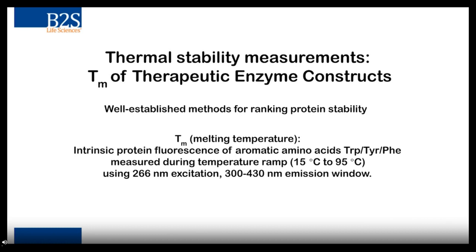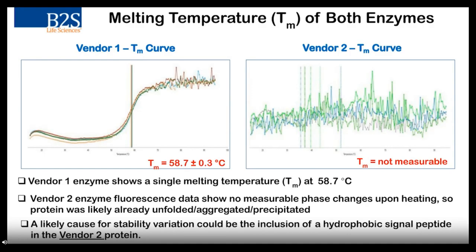After we collect the DLS data, we often use the same samples within the same UNCLE to perform a TM study. This is thermal stability by way of melting point or melting temperature, which we often shorten as TM. And as Kevin mentioned at the top of the presentation, this is essentially measuring the intrinsic fluorescence of a protein as a function of temperature.